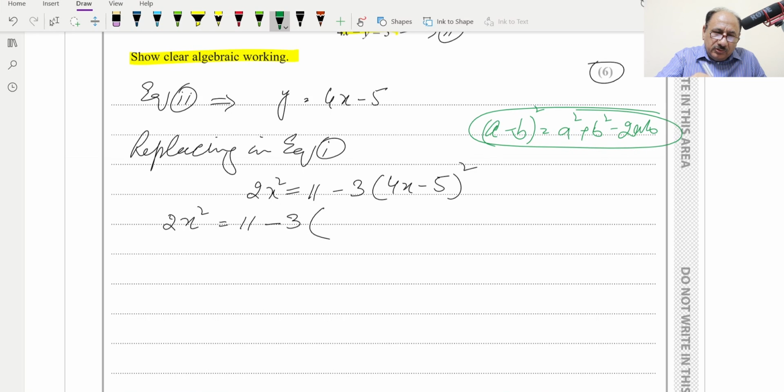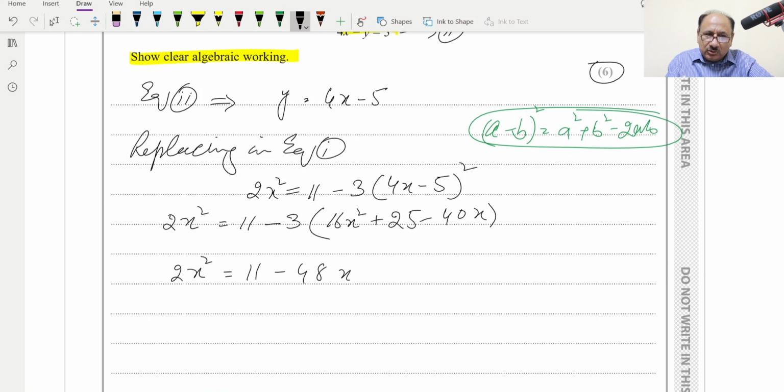This will be the formula which we'll be using, and we can expand this. This will be 16x squared, 4x squared will be 16x squared, and plus b squared means 5 squared will be 25, and minus 2ab, minus 2 into 4 will be 8, 8 into 5 will be 40, so 40x. Now we can open the bracket, so 2x squared is equal to 11 minus 16 into 3 will be 48x squared, and plus 25 into 3 will be minus 75, and minus minus plus 40 into 3 will be 120x.